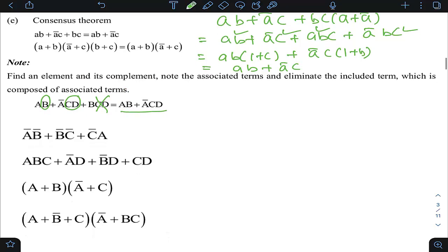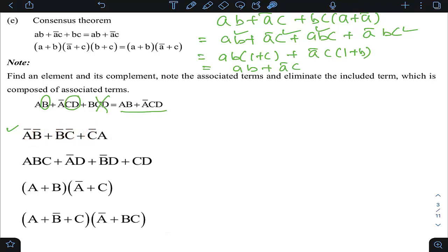In the same logic, let us try to answer this problem. If you observe here, again 3 variables are used, A, B, C. A is used in normal and complement form, A bar and A. B is used in complement form only, B bar, not B bar and B, okay? C is also C bar. So you have B bar, you have C bar, but you have A and A bar.